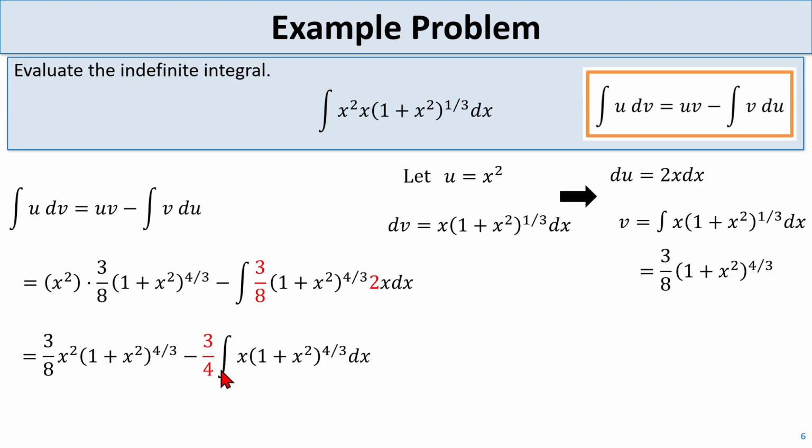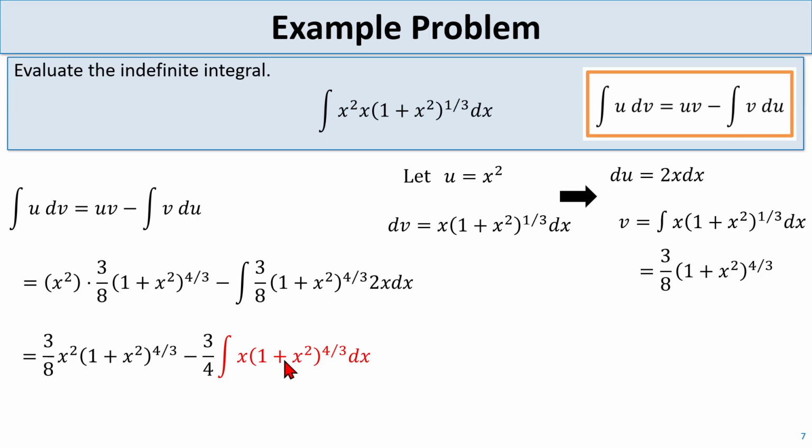So now I have a new integral. This integral is simpler than the one that I started with because instead of having x cubed, I now just have x. And importantly, I'll be able to evaluate this integral just using the method of substitution. I can see that because if I take the derivative of 1 plus x squared, it's 2x, and I have a factor of x right here.